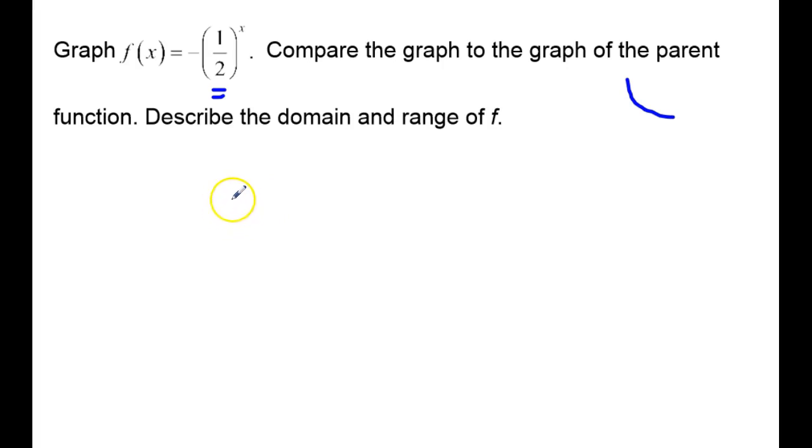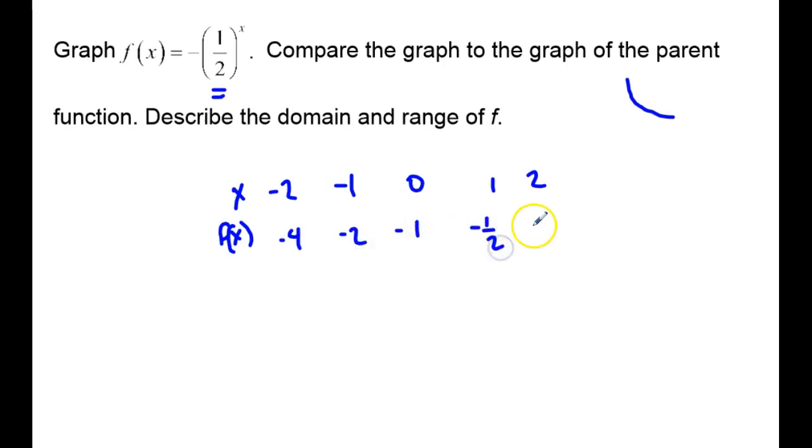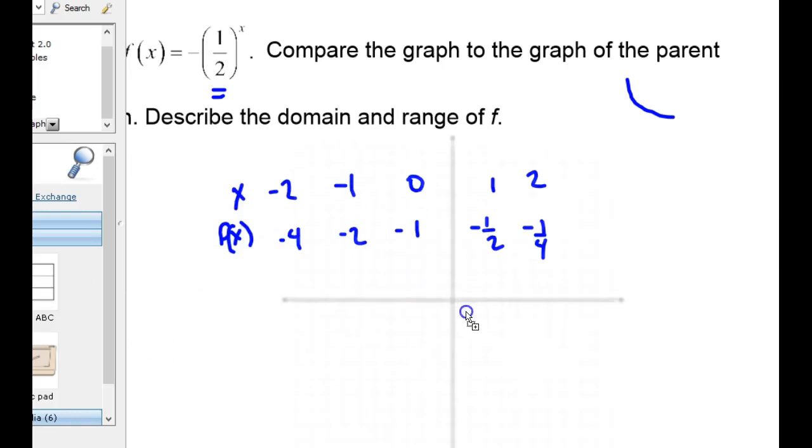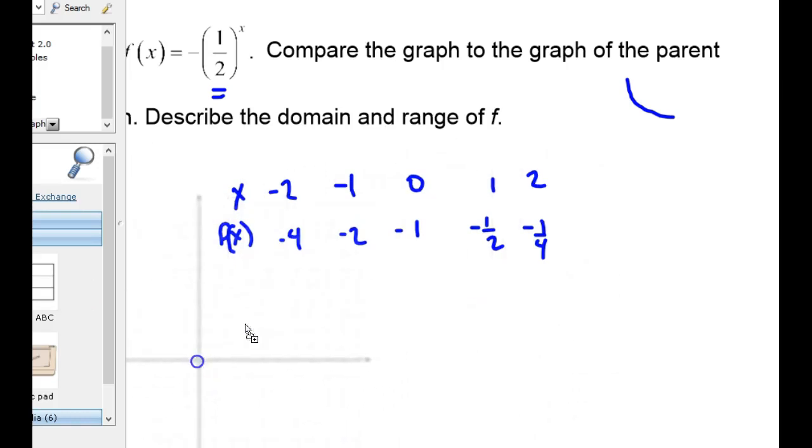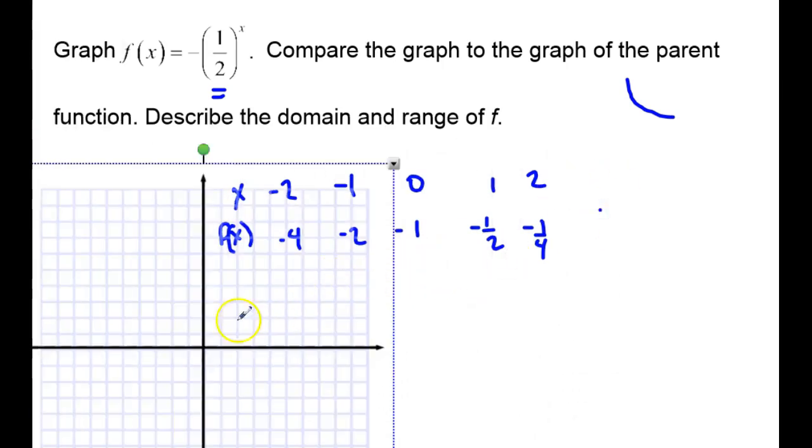So again, I make my table of values. And here, again, I can use just my -2, -1, 0, 1, and 2. I just plug those in for my x's, and I end up with -4, -2, -1, -1/2, and then -1/4. So now that I've plugged these in, I can go ahead and graph my points. I'll put it right there.